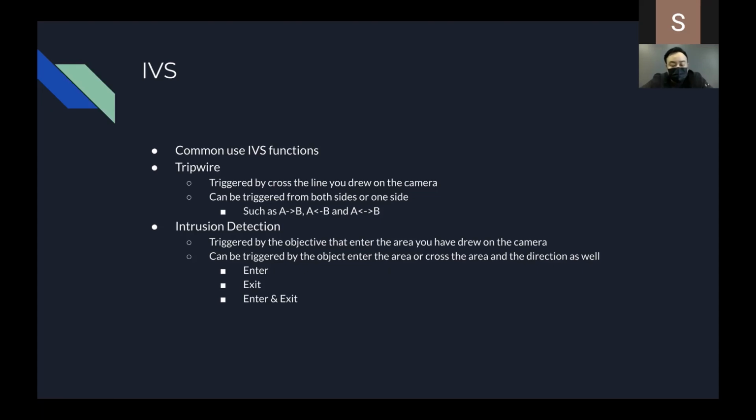Tripwire is like you draw a line on the picture of the camera, and when somebody crosses the line, let's say from A side to B side, or B side to A side, or both sides, it's going to trigger an alarm. And intrusion is where you draw an area, like a circle in an area, and you will have the alarm triggered once somebody enters this area.